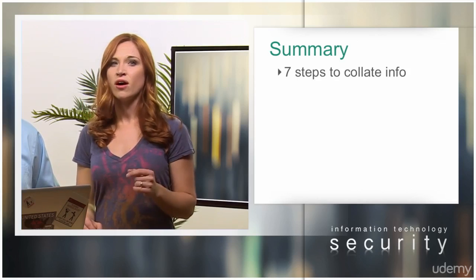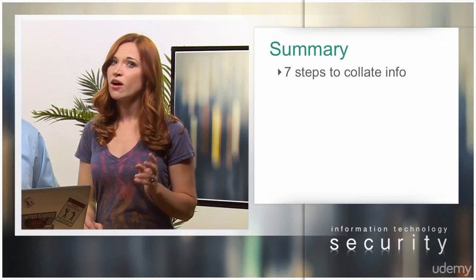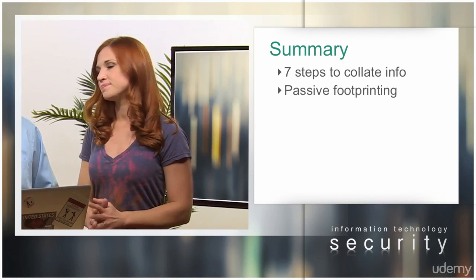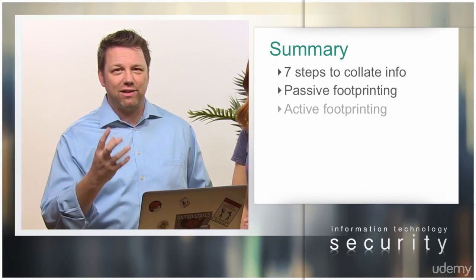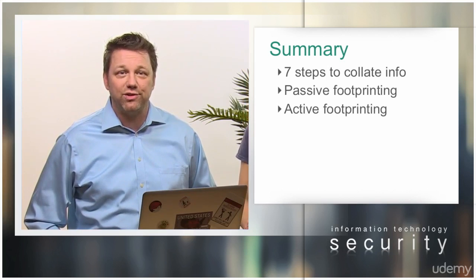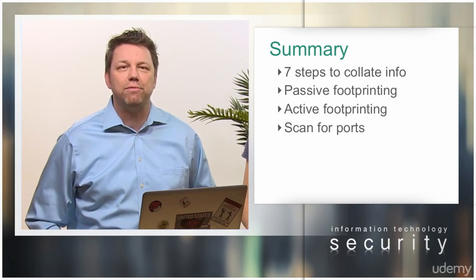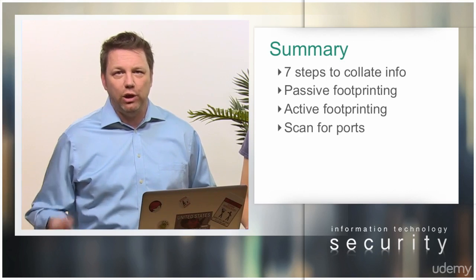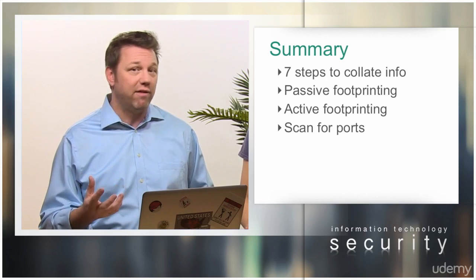You don't have to get onto the network or scan it, so we call this passive footprinting. But then after the passive comes the active. You go for active footprinting, where you can scan the network and ports to identify machines and access points. You can scan for ports and figure out if they are vulnerable.